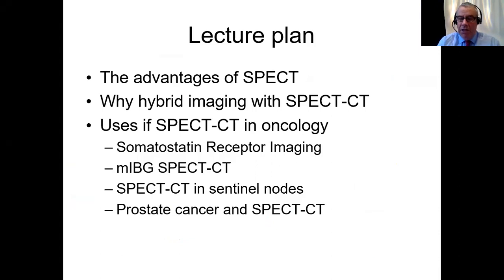We'll talk first of all about the advantages of SPECT and why we would then move on to hybrid images using SPECT-CT, and look at some of the specific uses of SPECT-CT in somatostatin receptor imaging, a little bit on MIBG, a bit more on SPECT-CT in sentinel nodes, and to finish off, just some mention of its use in prostate cancer. Actually, missing from the list, we'll also be looking at iodine-131 post-therapy.